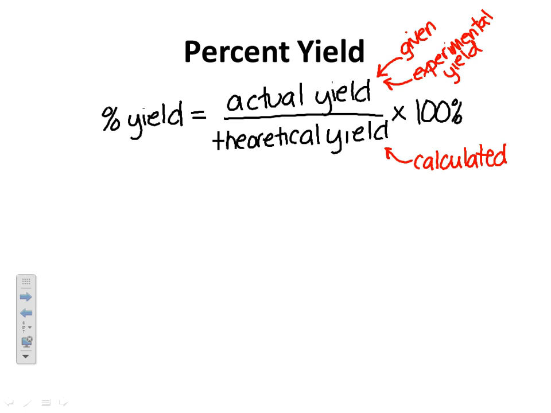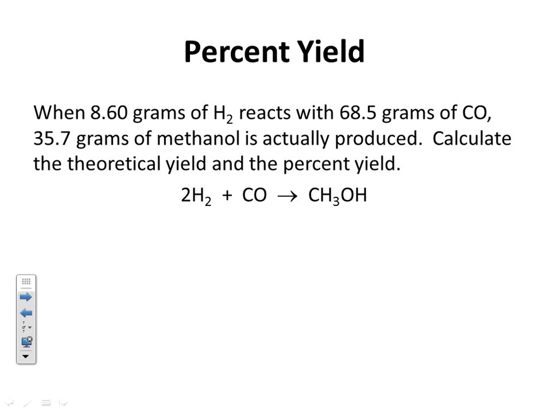So we're going to do another limiting reagent practice and then calculate the percent yield. So we're going to look at the formation of methanol, CH3OH, which is formed from hydrogen and carbon monoxide, sorry. So when 8.60 grams of hydrogen reacts with 68.5 grams of carbon monoxide, 35.7 grams of methanol is actually produced. So here's our actual yield right here already, our 35.7 grams. Calculate the theoretical yield and the percent yield. So our first job, right, is to do our limiting reagent problem and find our theoretical yield.